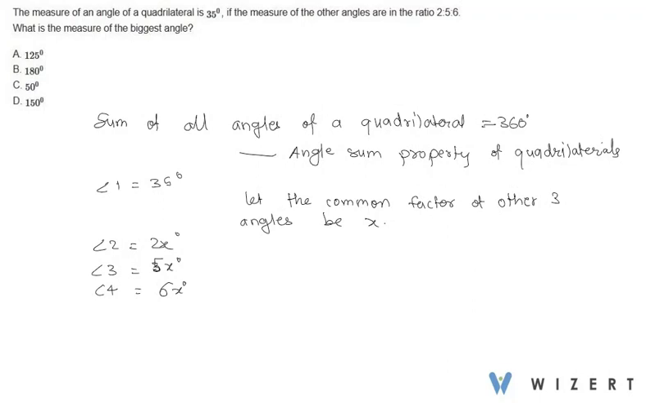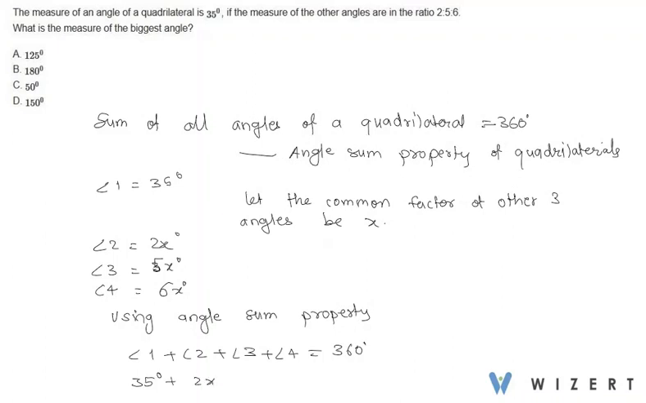And using the angle sum property, we can simply add angle 1 plus angle 2 plus angle 3 plus angle 4 equal to 360 degrees. So angle 1 is 35 degrees, angle 2 is 2x plus 5x plus 6x equal to 360 degrees.